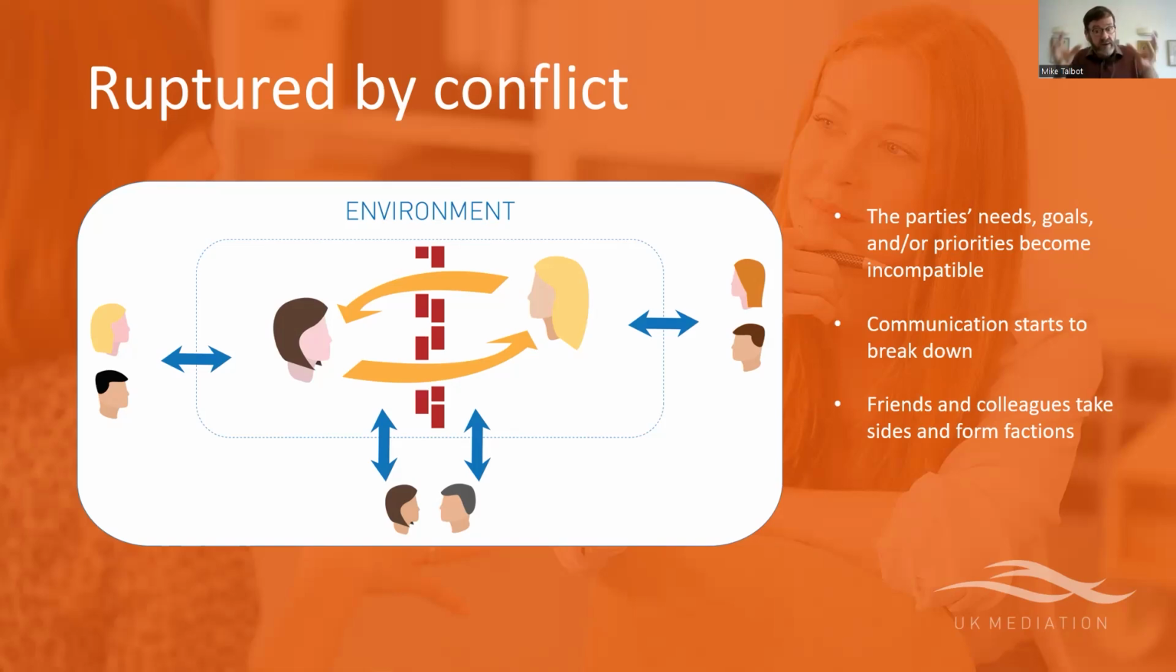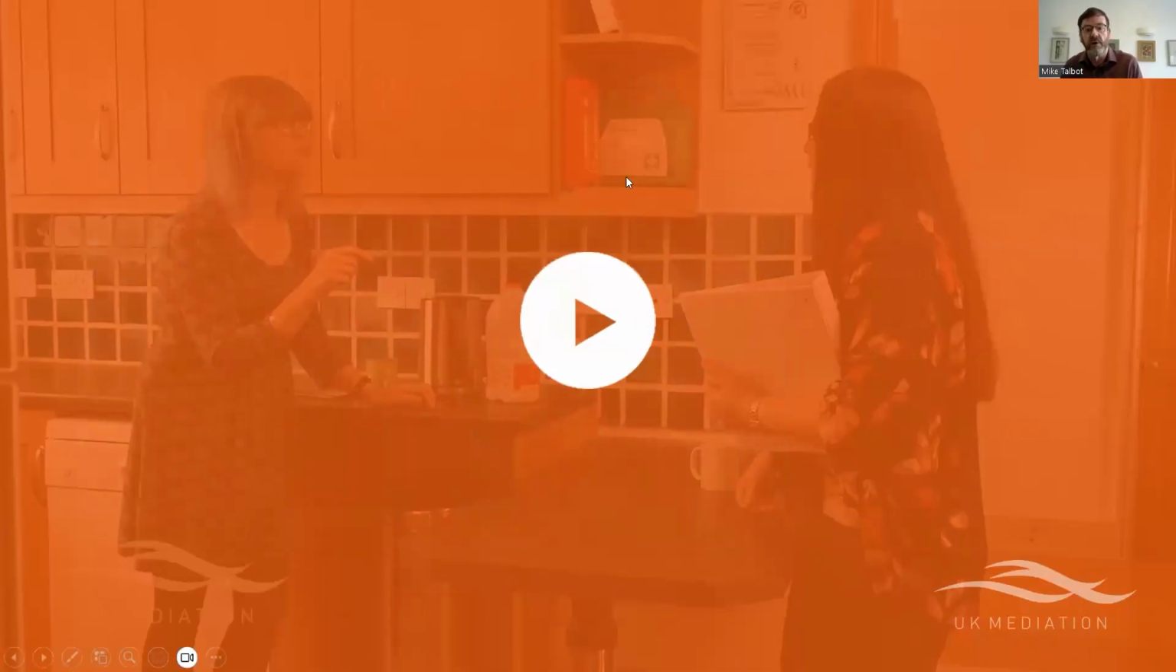So this is what happens, and it starts to simmer. People take factions, two parties, communication breaks down a bit. This wall starts to build between the two of them. So I couldn't manage to get the first video working. I've got another one here.